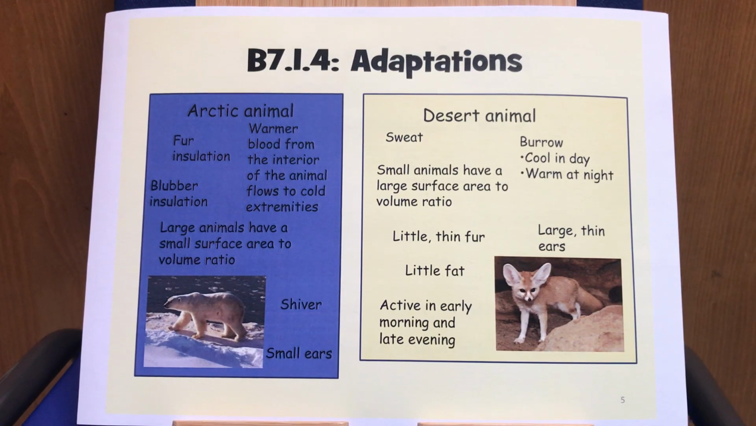If that polar bear had big ears, like the desert fox, all of those blood vessels going through the ears would be releasing heat energy to the atmosphere. So the small ears reduce the surface area compared to the volume. So we describe it as having a small surface area to volume ratio, and that helps to maintain body temperature.